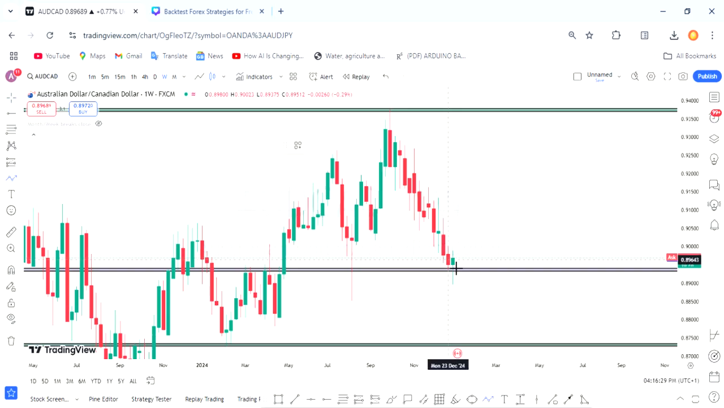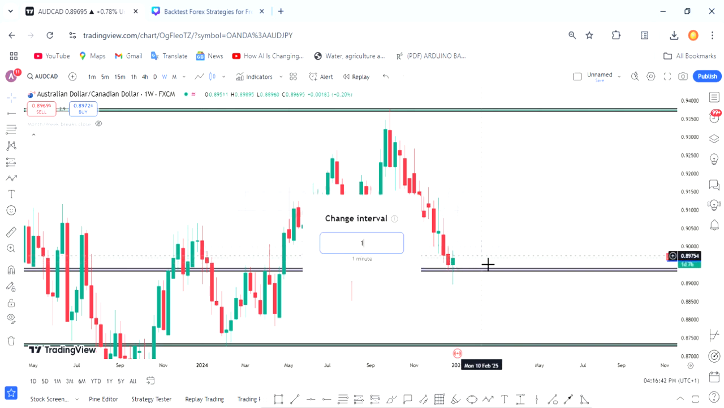Now the market will do two things. It's either it reverses from here, or it breaks this one and comes down all the way here. So this is where the market is now. Now you go down to your daily time frame to look at it.